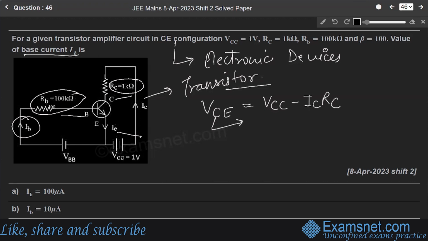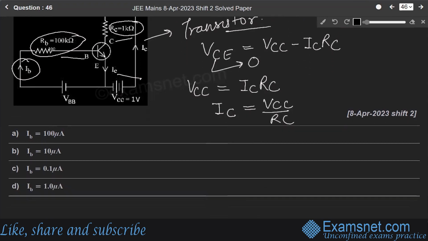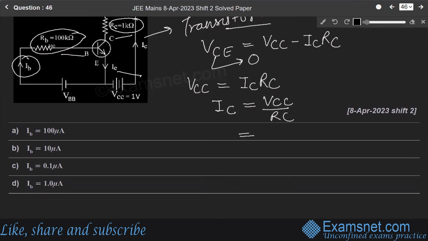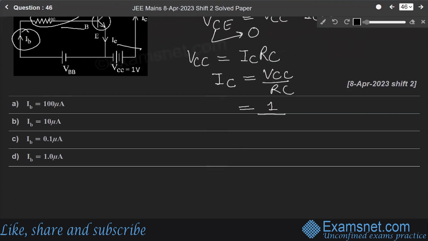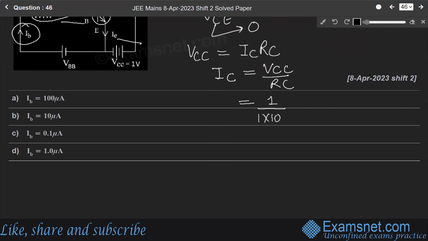For the saturation distance to 0, VCC equals IC into RC. So from here, the collector current IC will be equal to VCC over RC. VCC is 1 volt, RC is 1 kilo ohm, which is 1 into 10 to the power 3. So IC will be equal to 10 to the power minus 3 ampere.